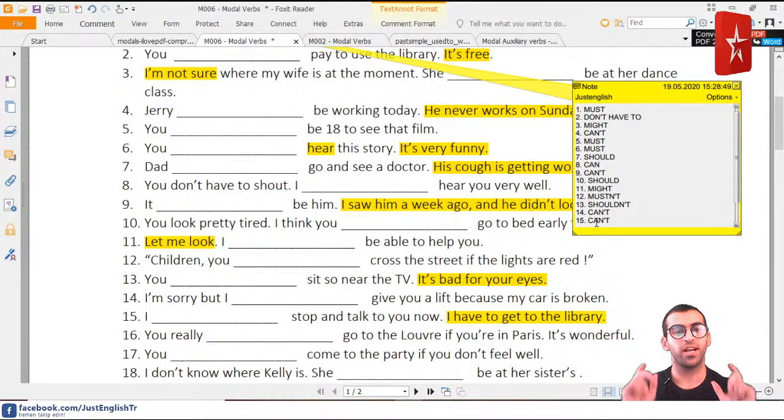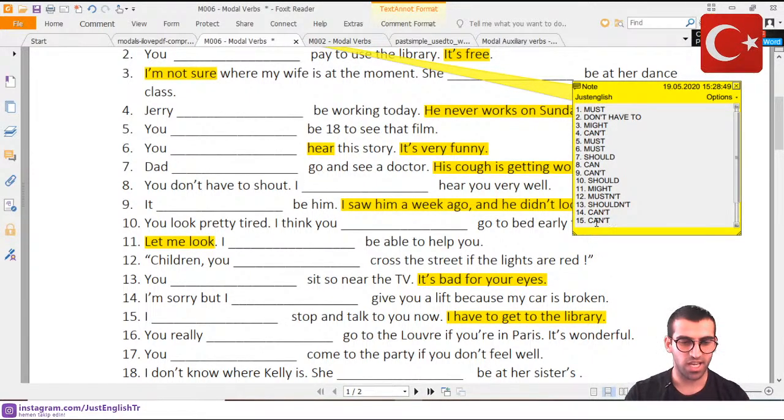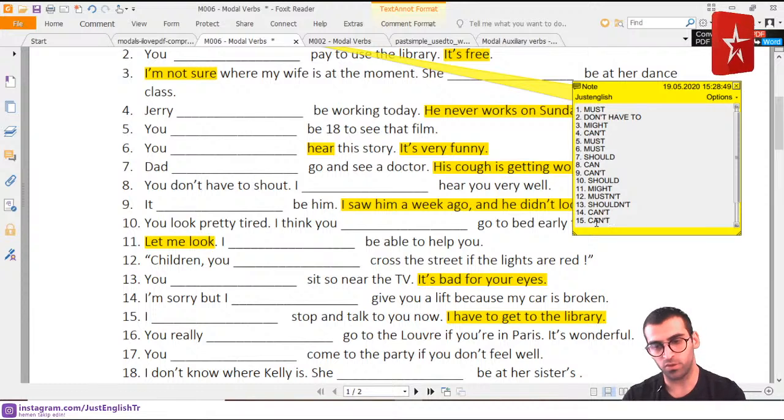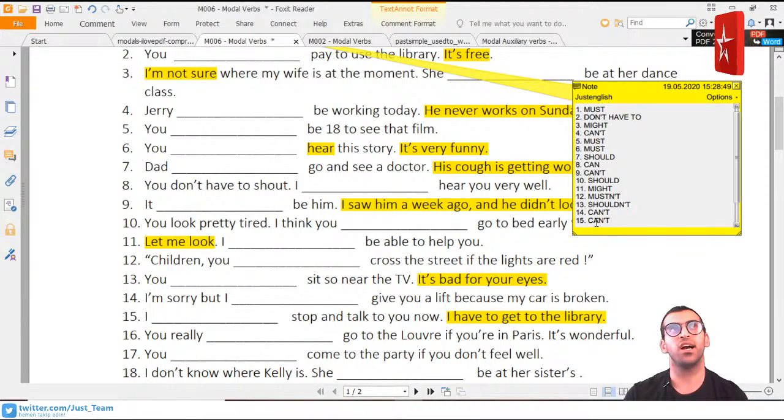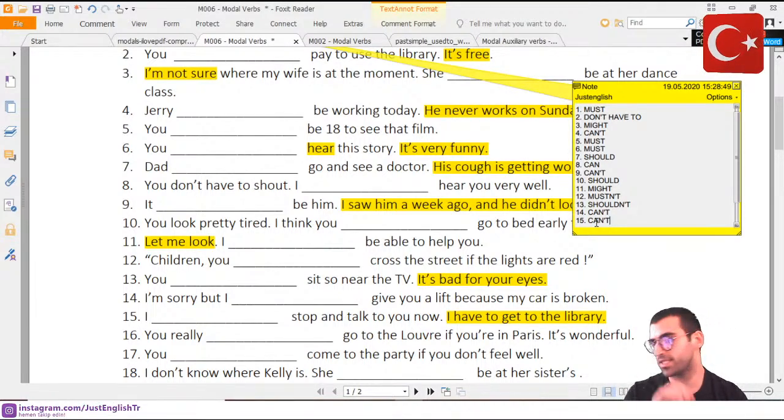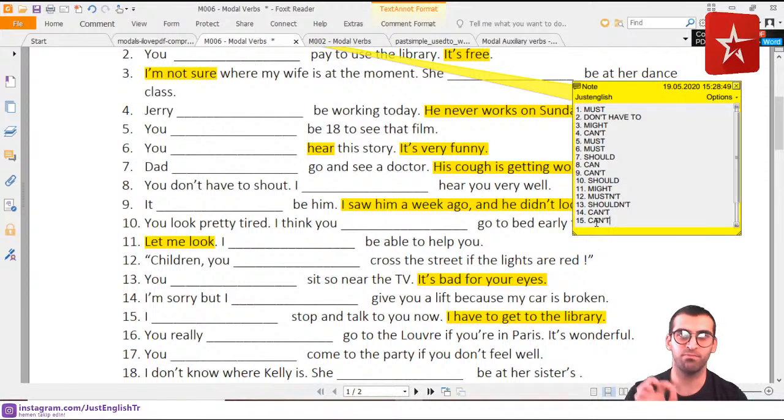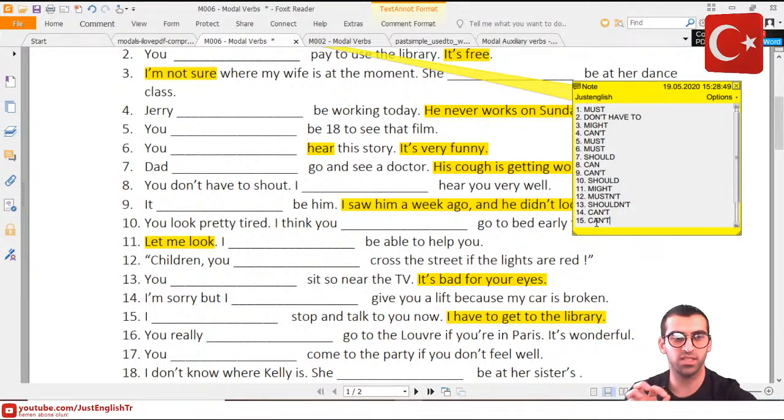All right, guys, let's play a game. Let's play a game with modal verbs. I will tell you a modal verb, and I will ask you to write one sentence for that modal, and I will choose the best sentence. And I will tell you who wrote the sentence perfectly.